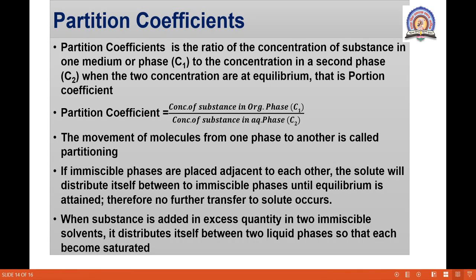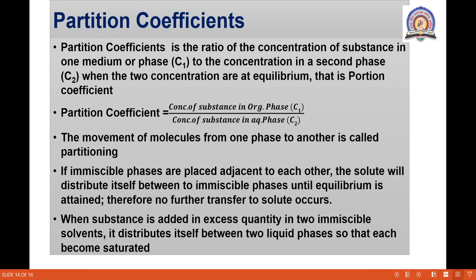The last point of today's lecture is the partition coefficient. Here the definition is given. It is the ratio of the concentration of a substance in one phase or one medium, that is C1, to the concentration in a second phase, that is C2, when these two concentrations are at equilibrium. That is the partition coefficient. Here the formula is given.